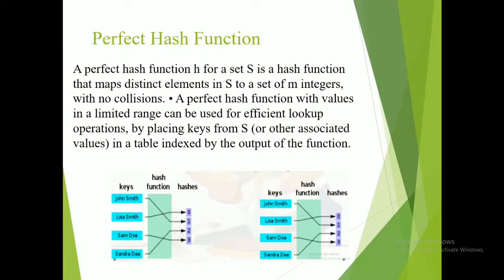Next, perfect hash function. A perfect hash function H for a set S is a hash function that maps distinct elements in S to a set of M integers with no collision. A perfect hash function with values in a limited range can be used for efficient lookup operation by placing keys from S or other associated values in a table indexed by the output of the function.